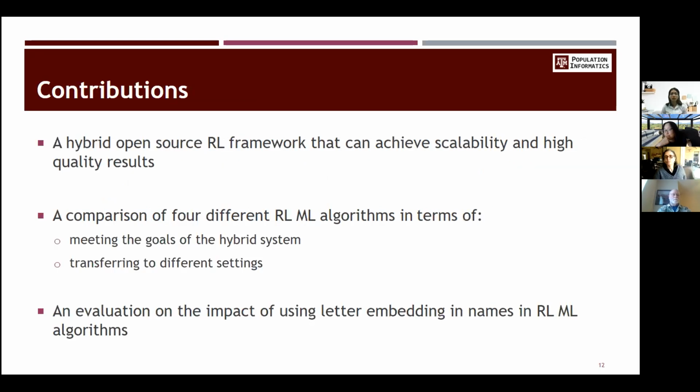As contributions of my research, we propose a hybrid open source record linkage framework that can achieve scalability and high quality results. We compare 4 different machine learning algorithms in terms of the goals of the hybrid system and also how well they transfer to a different setting. And the last one is evaluating the impact of the name2vec feature on the performance of machine learning algorithms.